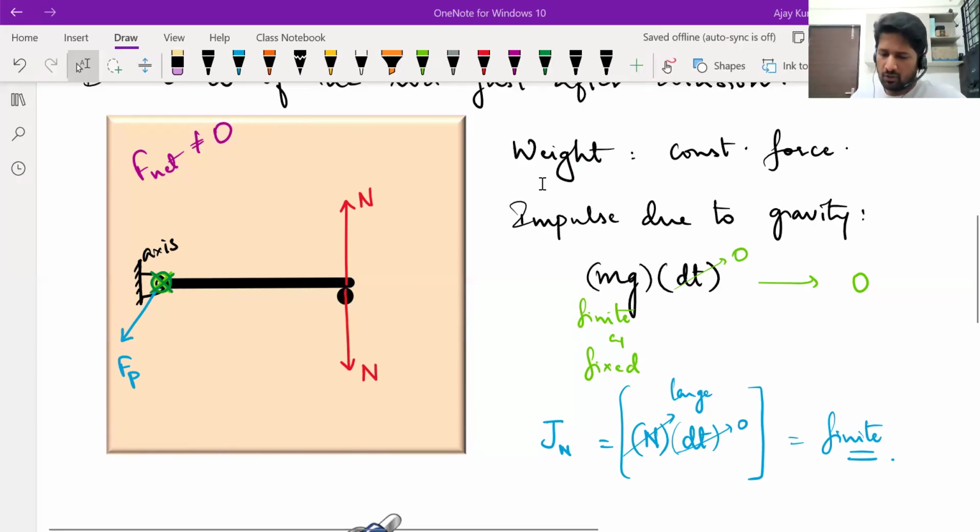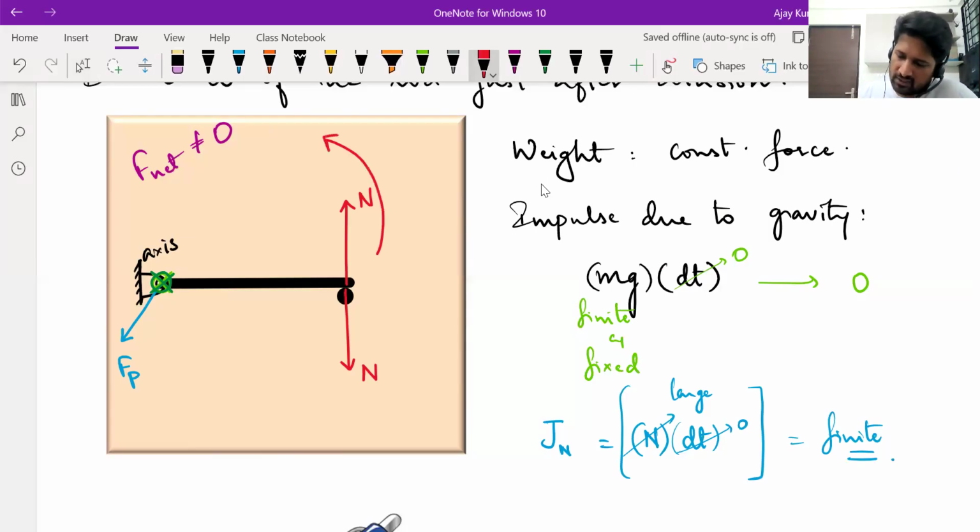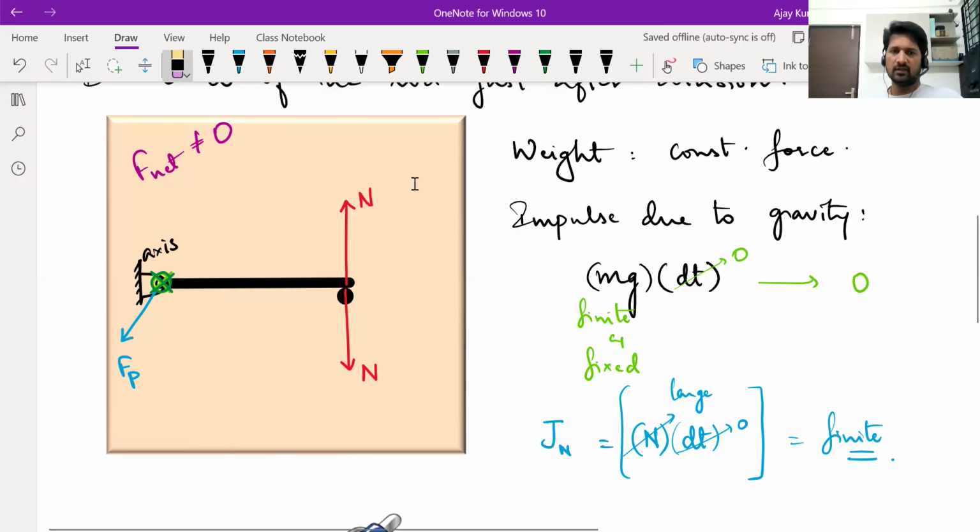Next, there are two normal forces acting. Their lines of action are not passing through the axis. So this normal force creates an anti-clockwise torque, but at the same time, this normal force creates a clockwise torque on this system as a whole. Therefore, the net torque due to normal forces also becomes zero. So about this axis, the one that I have marked in green, none of these forces can produce a torque. And if there is no torque-producing force, you can conserve angular momentum about that axis. So net torque is zero about this axis and we are going to make use of that.